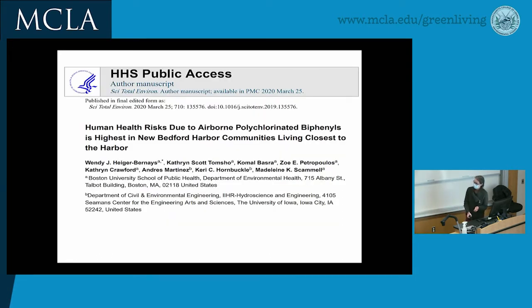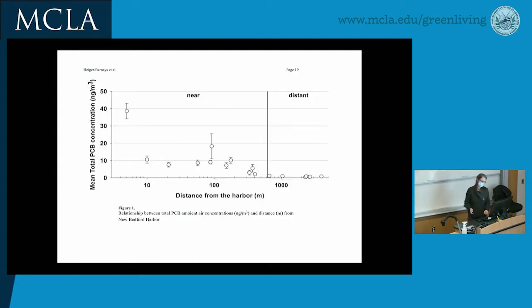And then we did the bigger analysis, which was not just documenting the concentrations of PCBs in the air, but estimating the human health risk, which is the paper that you read. And what we found is that there was indeed health risk based on prior studies examining health of animal models and humans. And you can see that concentrations were highest closest to the harbor and really fell off about 300 meters from the harbor. And it was a really nice curve.